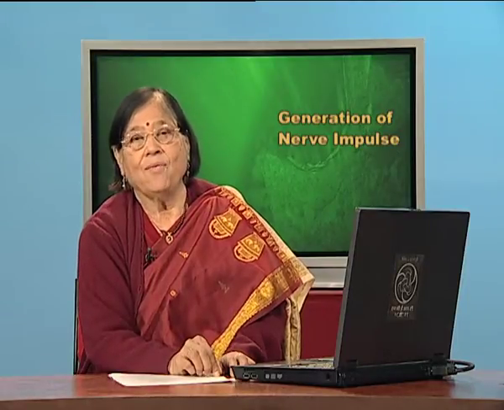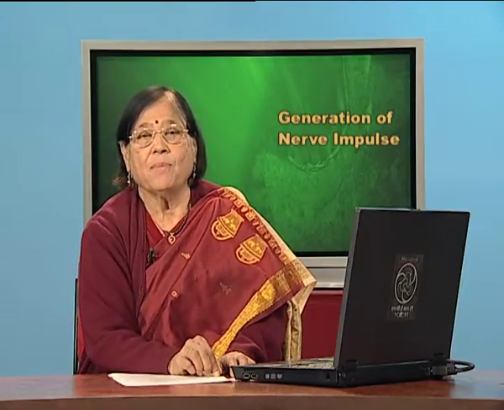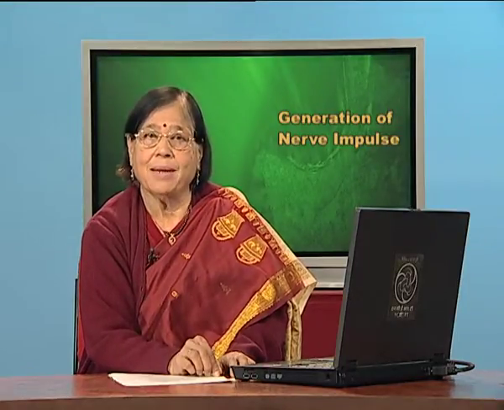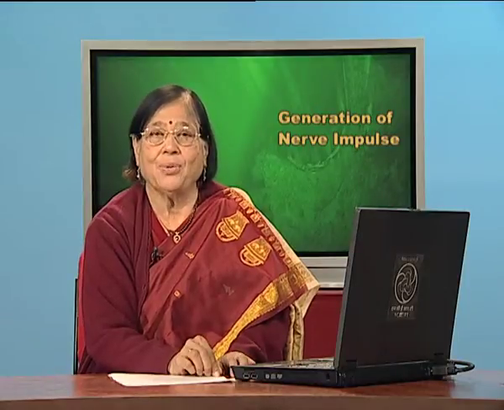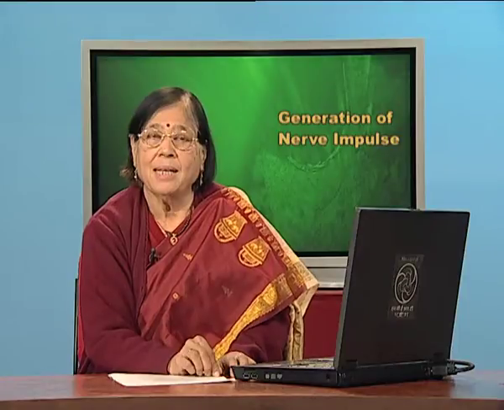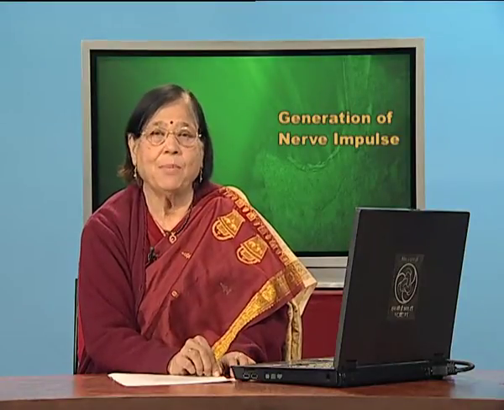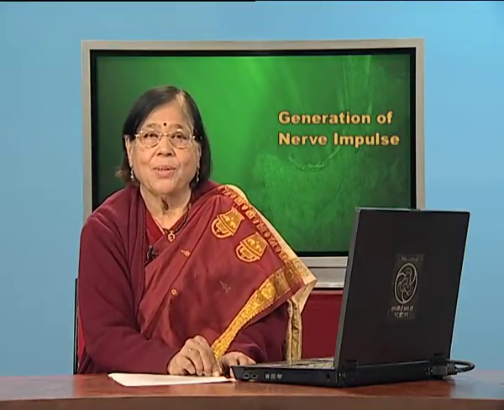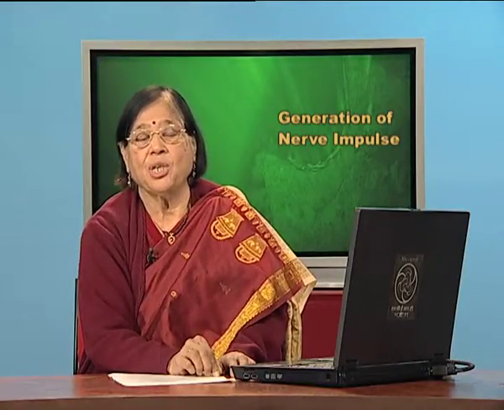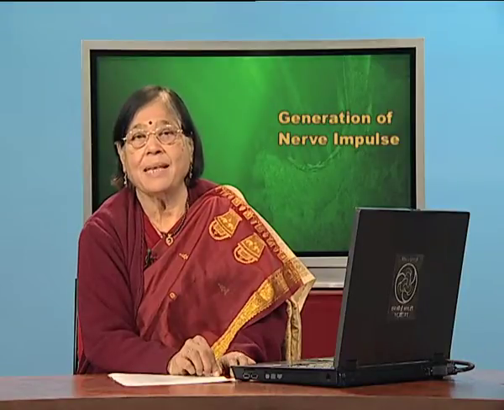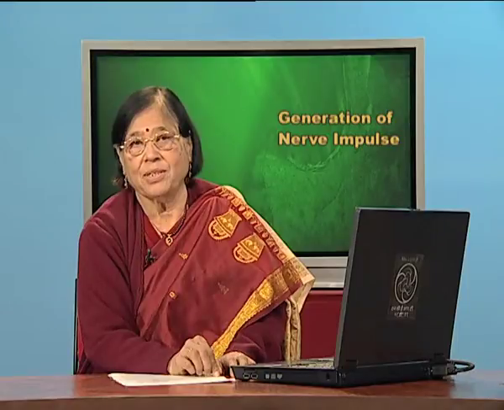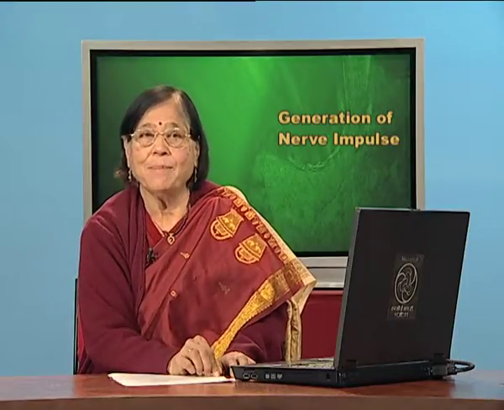Similarly, when this impulse will move from B to C, the C will change and B will become normal. So, what point I am trying to emphasize is, as the impulse moves on, the points behind become normal. So, the nerve cell is in a depolarized condition only at the point where the impulse has moved, not through which it has moved. The behind part becomes normal.